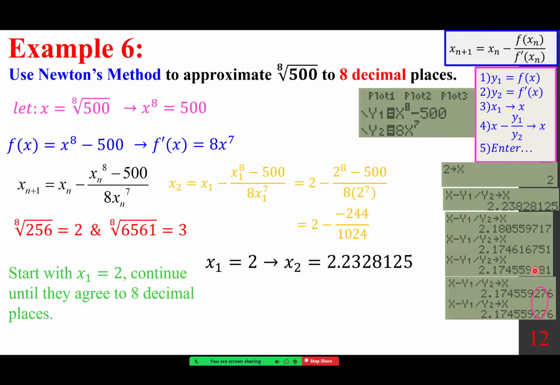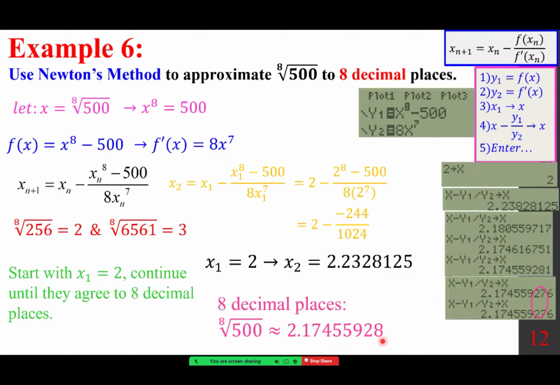So, whereas the previous one up to 2 is fine. With 8 decimal places, we're going to go with 1, 7, 4, 5, 5, 9, 2, 7. Because next to 7 is 6, we take it 1 notch up and we change it to 8. And we say the 8th root of 500 is 2.17455928.